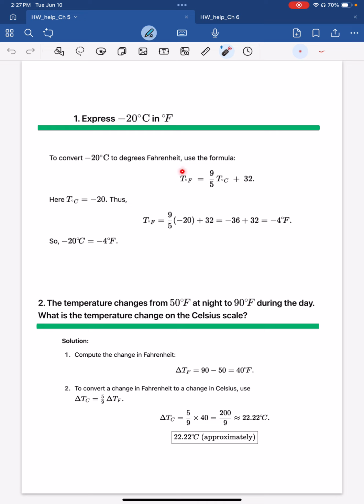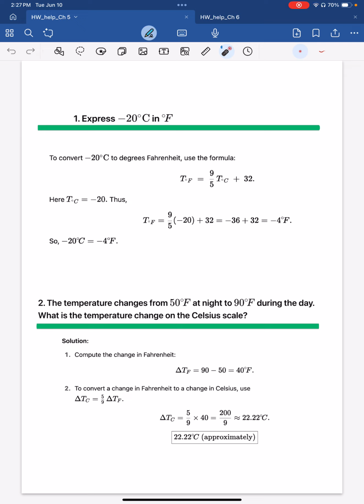This is the formula that changes Celsius into Fahrenheit. So 9 multiplied by negative 20 divided by 5 plus 32. So be careful that you do this part first, which gives you negative 36, and then plus 32 will give you negative 4 Fahrenheit.